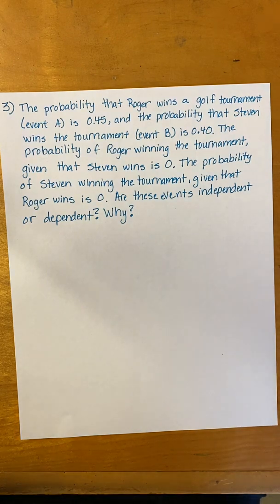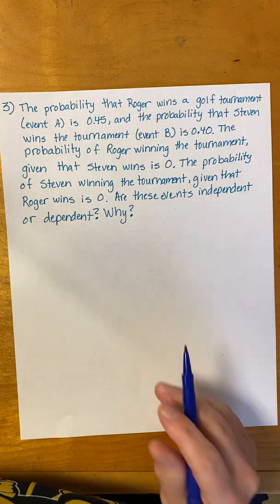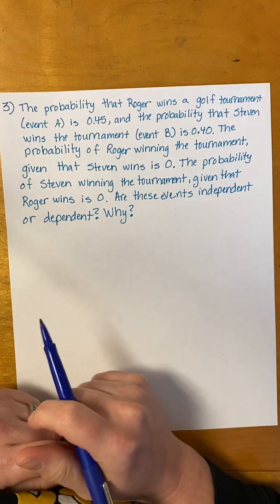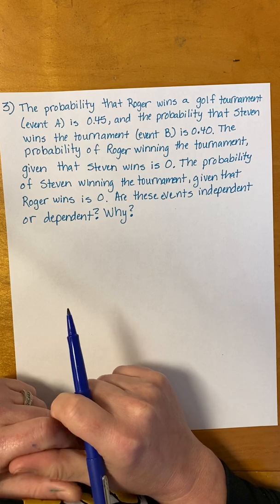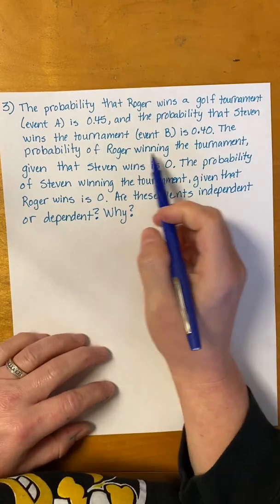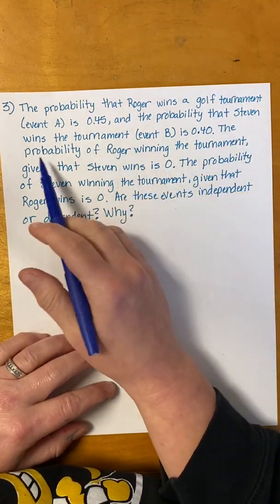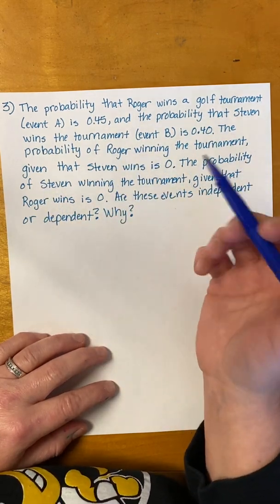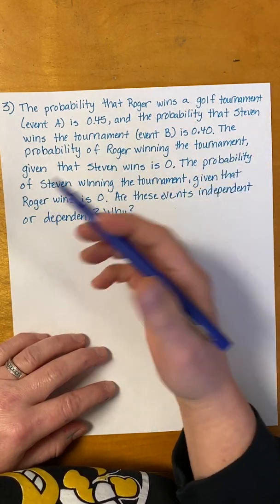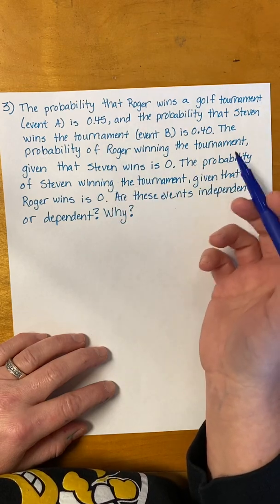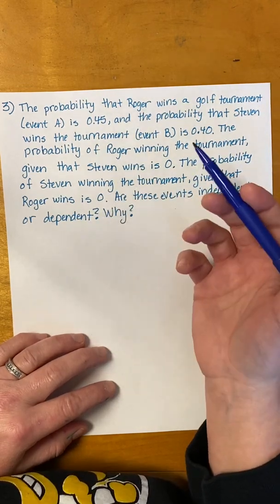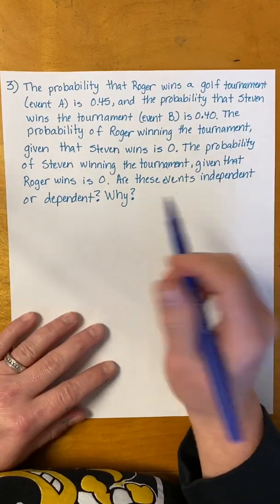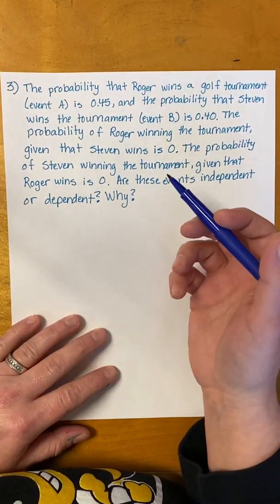All right, for this one, it says the probability that Roger wins a golf tournament, event A, is 0.45. And the probability that Stephen wins the tournament, event B, is 0.4. The probability of Roger winning the tournament given Stephen wins is 0. And the probability of Stephen winning the tournament given that Roger wins is 0. I'm guessing they're playing each other. Are these events independent or dependent, and why?